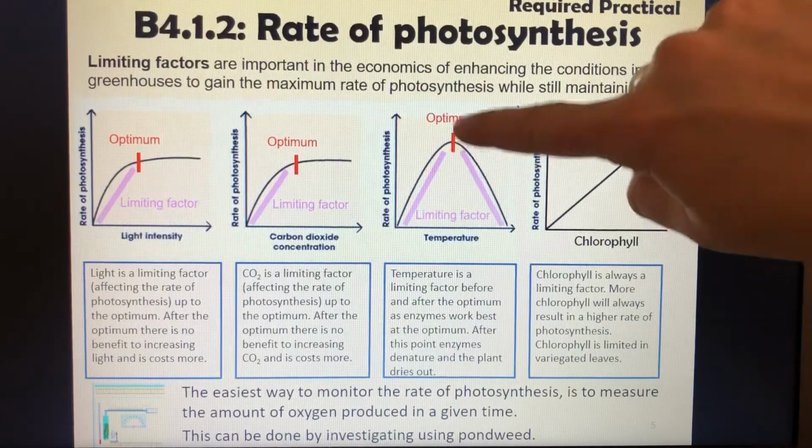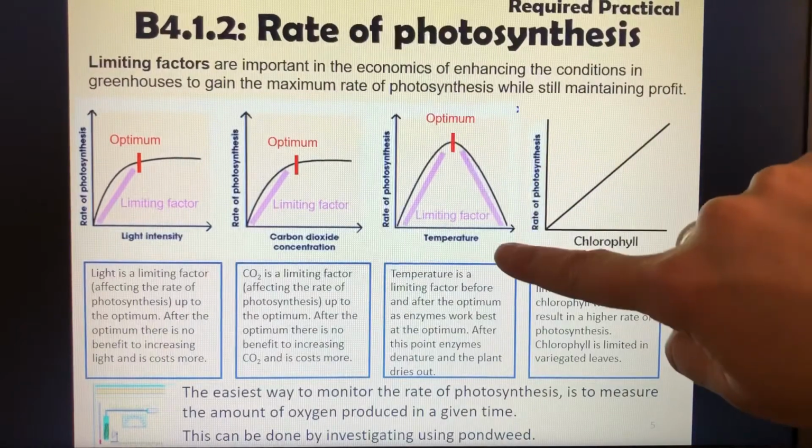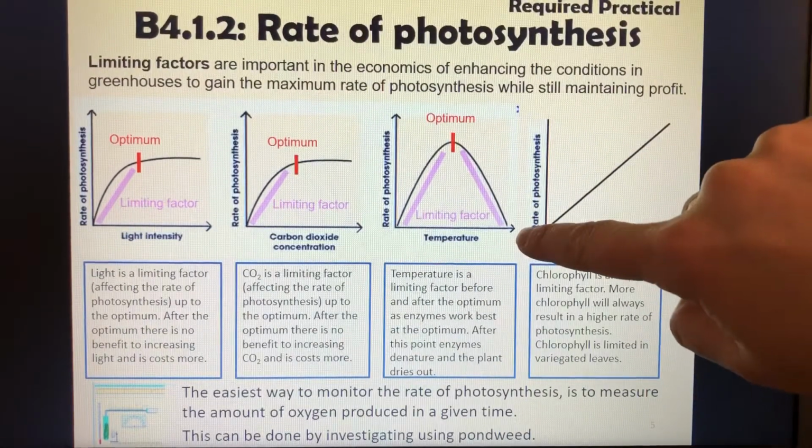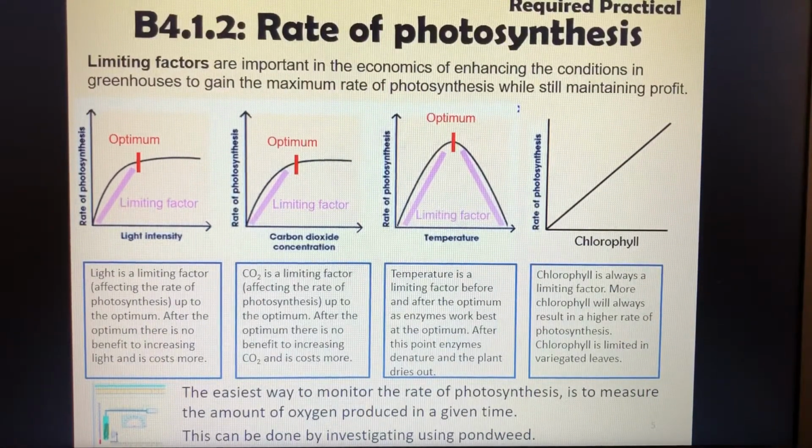When we've got beyond the optimum over here, this is like 40 degrees and beyond, enzymes start to denature. They basically change shape. They're not able to do their job properly. And I'm not going to talk lots about denaturing because we haven't done the topic where we learnt what denaturing is. But that is why, if you get them too hot, obviously all the water would evaporate out of them as well. They'd wilt. But it's the enzymes that's the important thing.